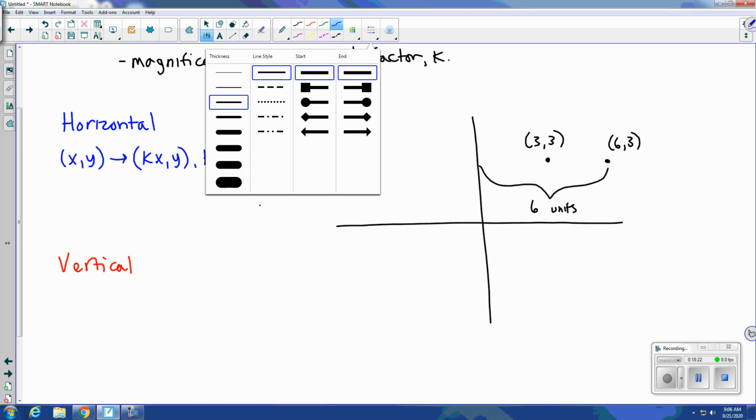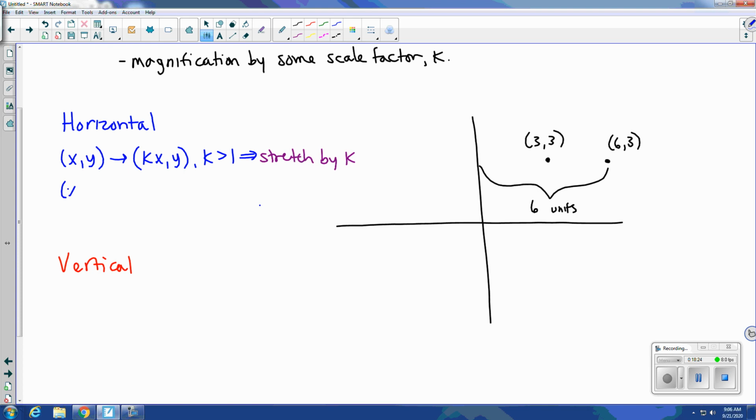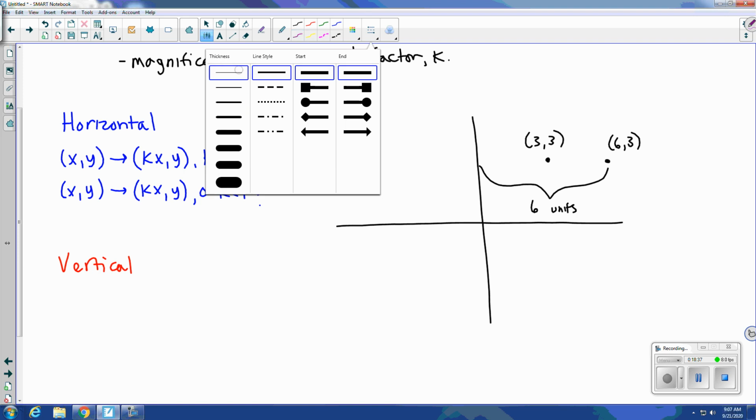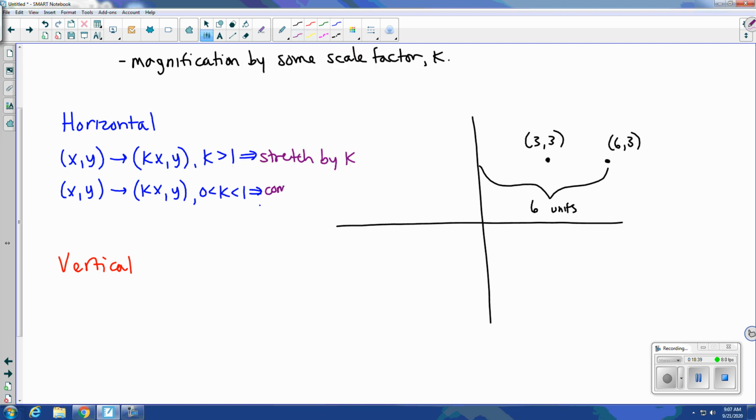So in general, if I have a point xy and I multiply it by a number k, but again, this condition's important, where k is between 0 and 1, we will then have a compression by that factor k.